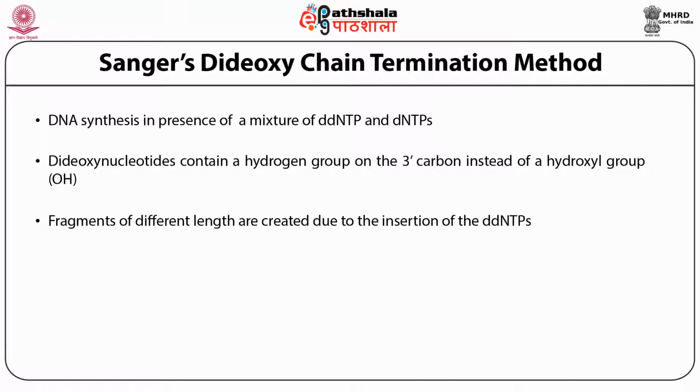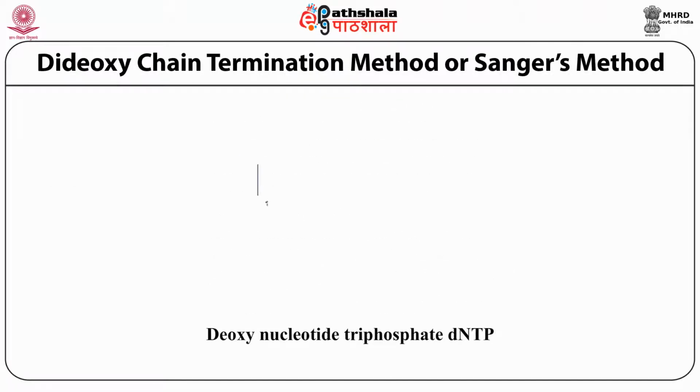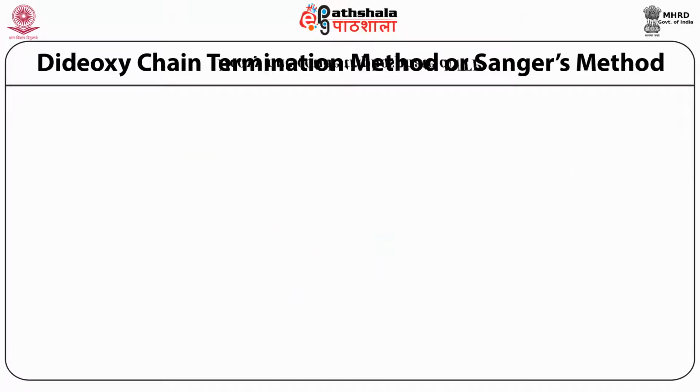The individual reactions are set up for 4 nucleotides. The fragments of different lengths are created due to the insertion of dideoxynucleotides. These fragments are visualized on a gel and the length of each fragment indicates the position of a particular nucleotide in the template sequence. In the present figure of deoxynucleotide triphosphate, that is dNTP, you can see at the 3' carbon the OH group is present. In any DNA, deoxynucleotide has an OH group at its 3' carbon position.